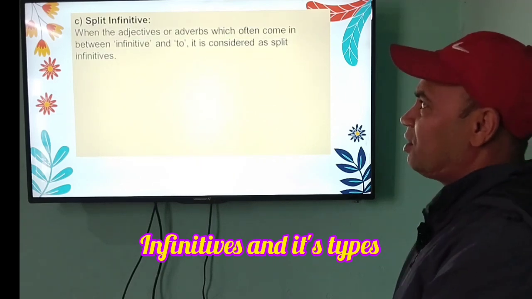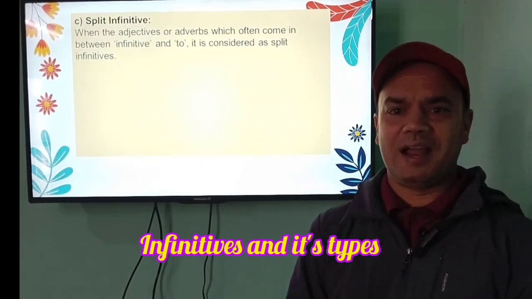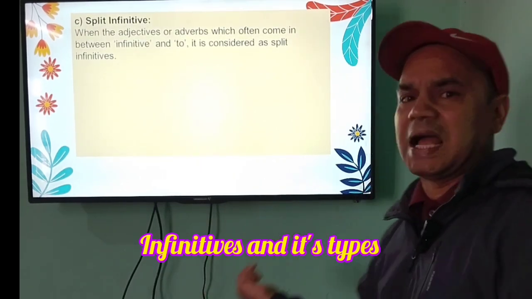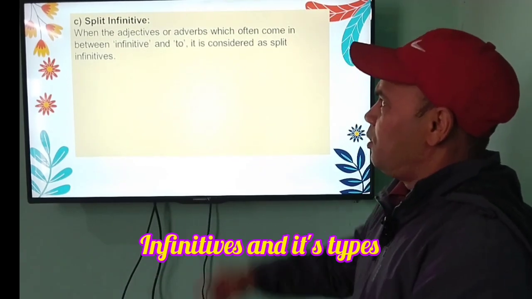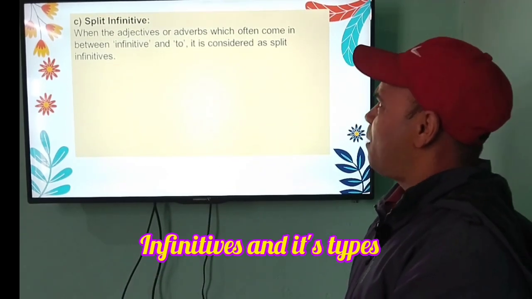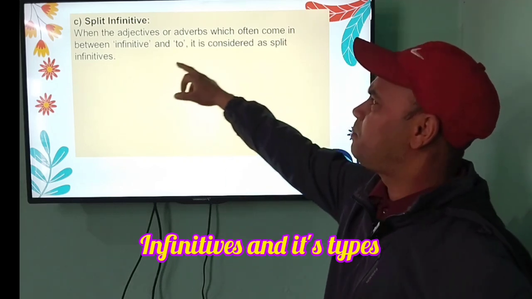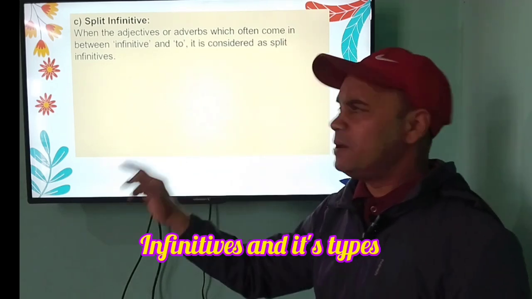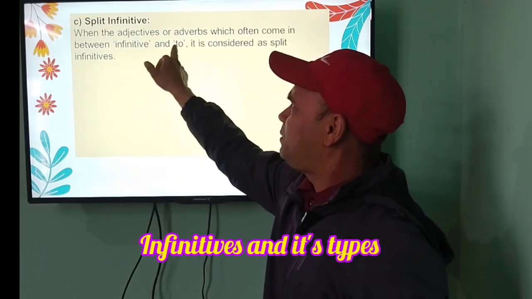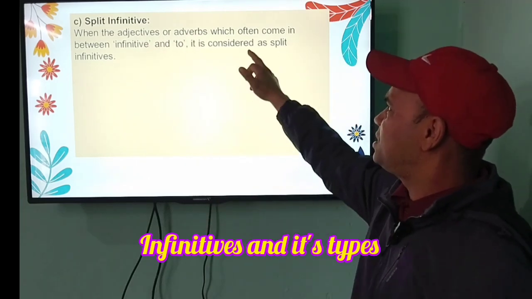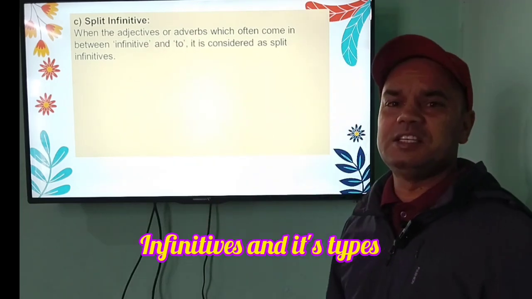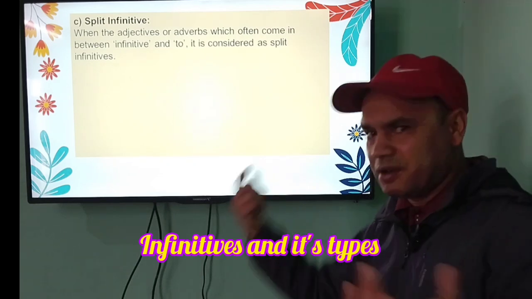And we talk about the split infinitive. All right, the last type of the infinitives, split infinitive. When an adjective or adverb comes in between the infinitive and to, it is called a split infinitive. All right, I'll give an example.